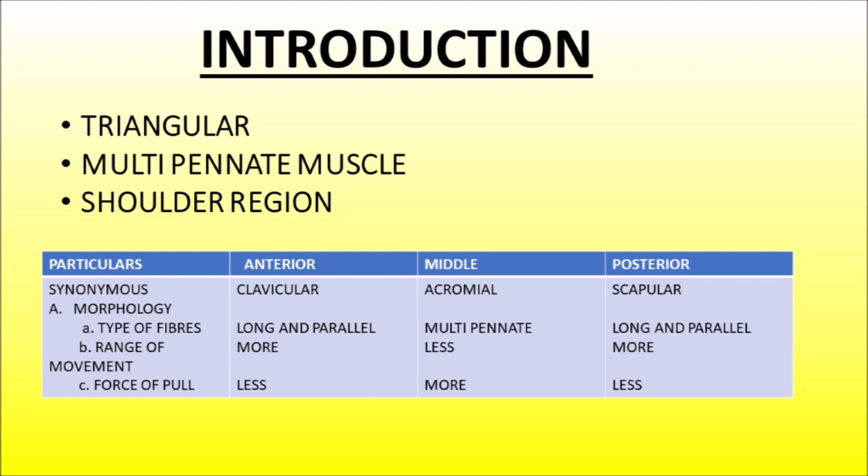Anterior fibers and the posterior fibers are long and parallel. Middle fibers are multipinnate. The range of movement in anterior as well as posterior fibers is more, whereas in the case of the middle fibers, the range of movement is less. The force of pull in respect to anterior and posterior fibers is less, whereas the force of pull in the case of middle fibers is more.